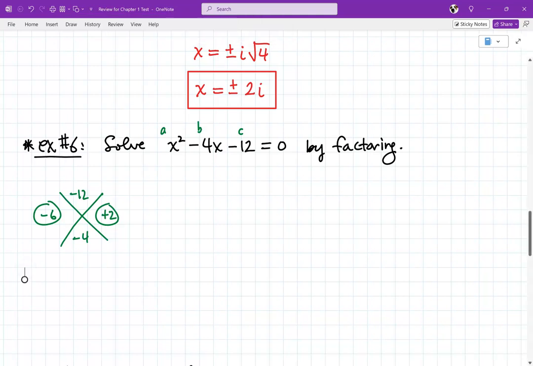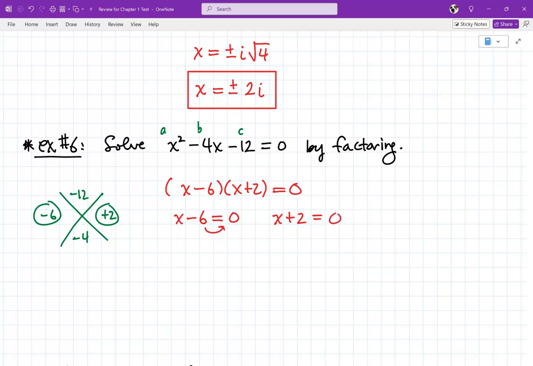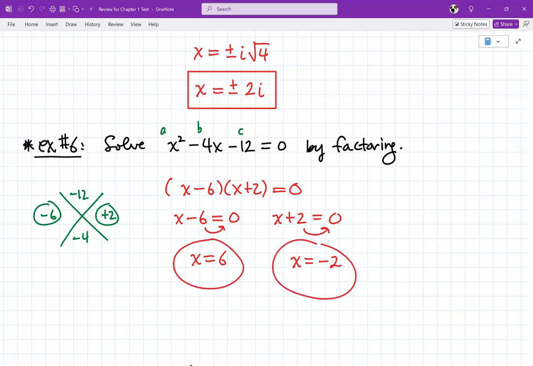So the factors are x minus 6, x plus 2 equal to 0. Okay? Let's break this up into two parts and solve. So this becomes x equal to 6. This becomes x equals negative 2. These are my two solutions, and I'm done.